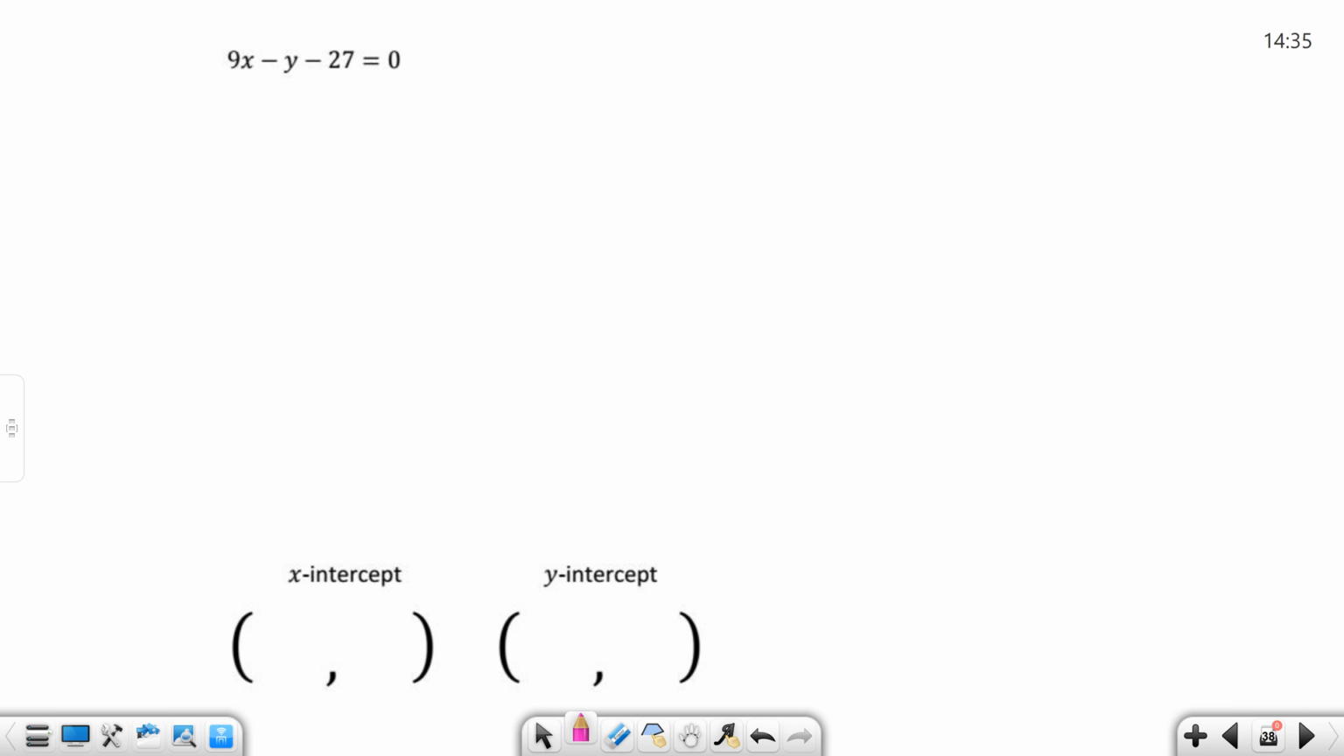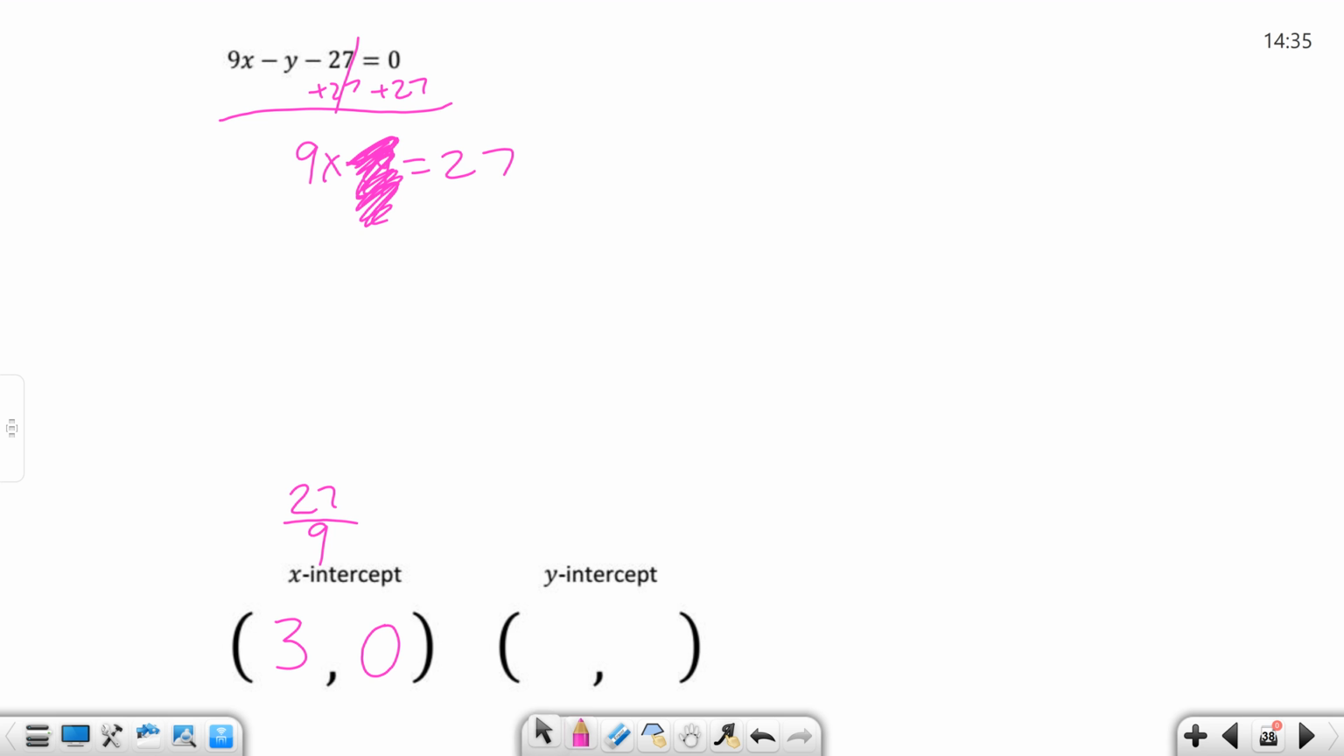So here, again, it's in general form, so I'm going to move this over. How do I move it over? I'm going to add 27 to both sides. I get 9x minus y equals 27. So for the x-intercept, we let y equal 0. We'll cover my y up, and I get 9x equals 27. That's going to be 27 over 9 when I divide, which is going to be 3.